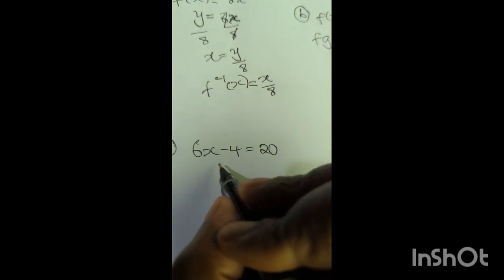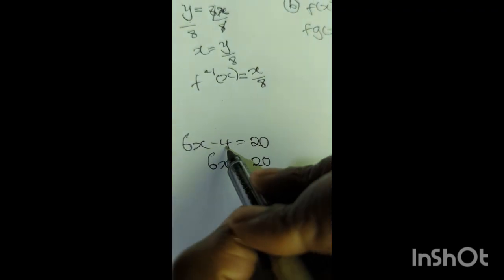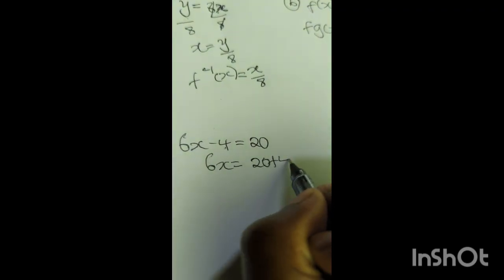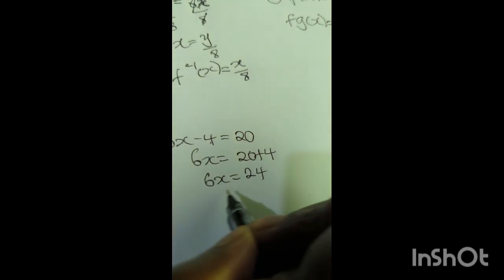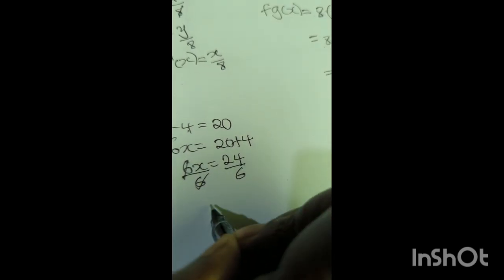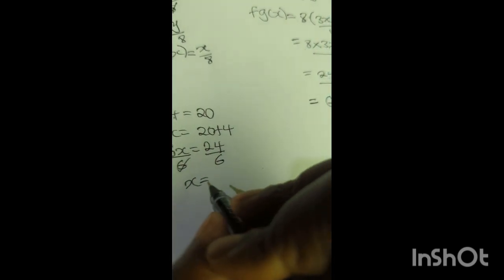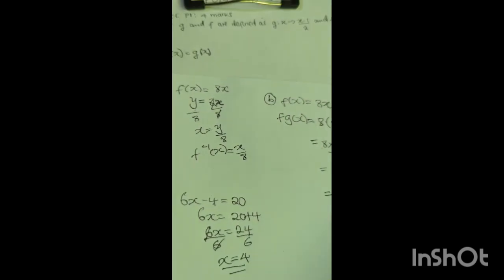Then we group the like terms together to be 6x is equal to 20, 4 here is negative. When it comes here to be positive. So 6x is equal to 24, over 6 and over 6. We cancel there. X is equal to how many times does 6 go into 24? It goes 4 times. That is all.